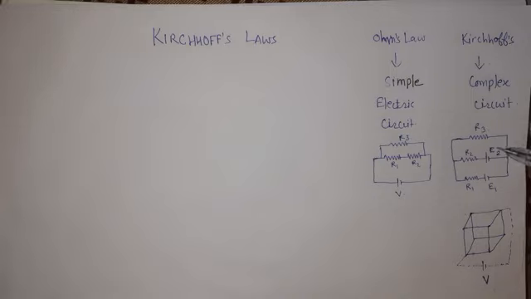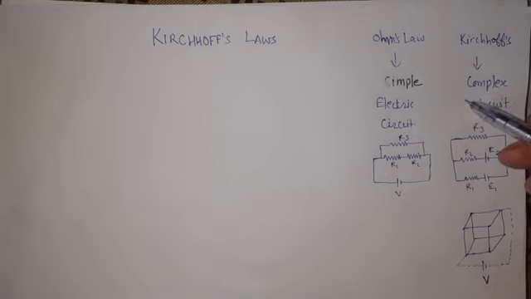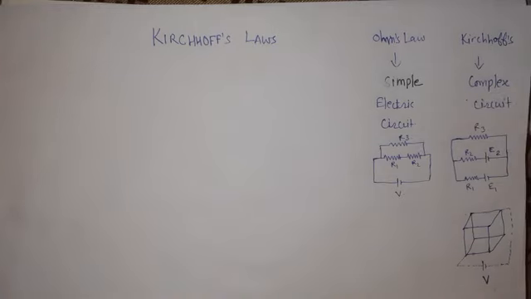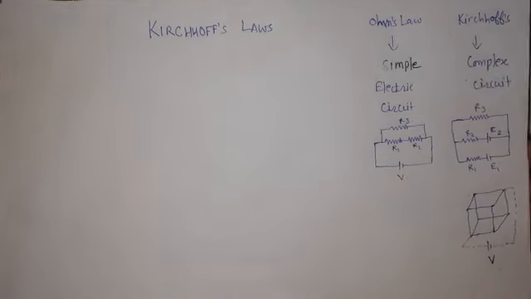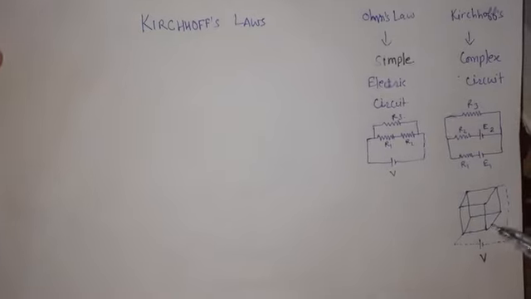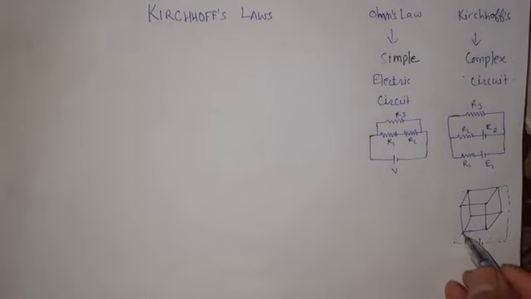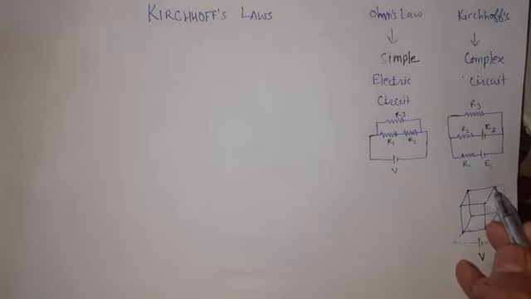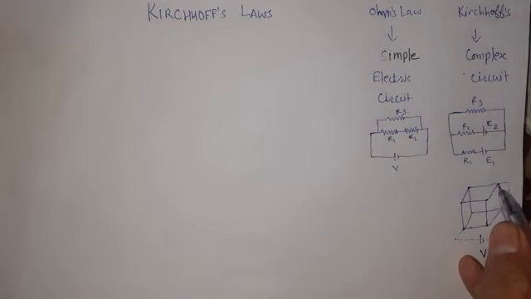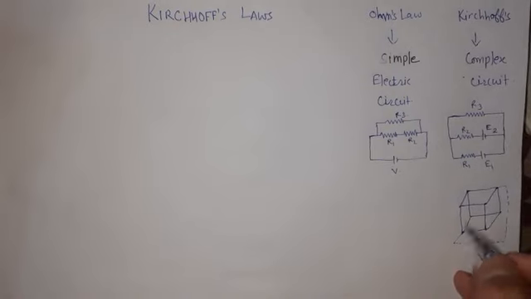It becomes a little bit complex because we have used two cells here. This complex circuit we are going to solve with the help of Kirchhoff's laws. Another important example: I have a cube, and these are the opposite edges of the cube. Every edge or side of this cube has the same resistance.